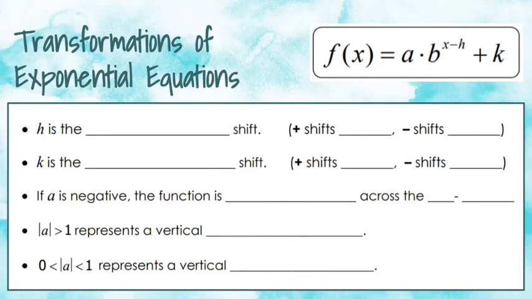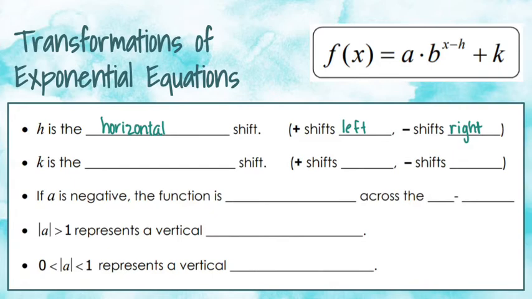The first part we're going to look at is h. So this minus h over here. H represents the horizontal shift. So this is moving our graph left and right. And it's kind of the opposite of what you would normally think. A positive h, so if this is a plus sign, that's going to shift our graph to the left. And a negative h, if this is negative like it is there, that shifts our graph to the right.